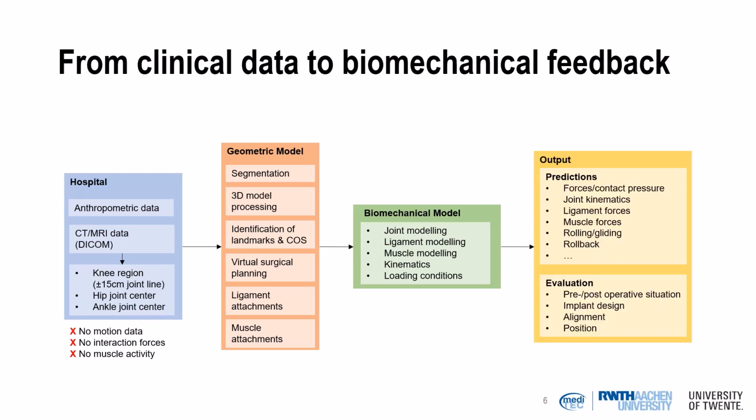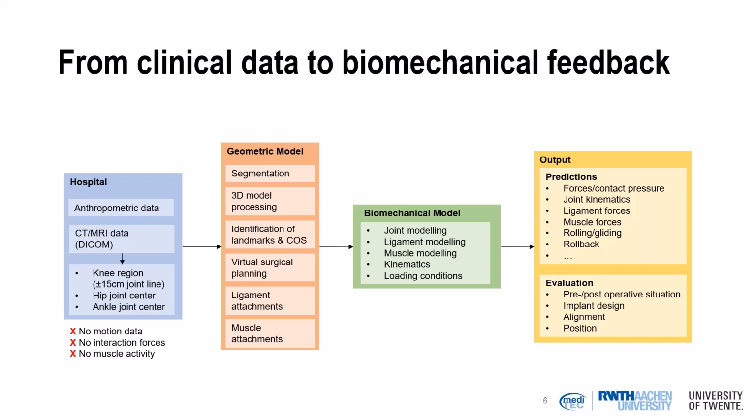And this biomechanical model can then deliver an output, and we can predict actual contact forces, the contact pressure, joint kinematics, forces acting on the ligaments and muscles. We can determine kinematics, and from this kinematics, make more reasonable calculations, for example, determine the rolling gliding, or also the rollback, such as the anterior paradox motion, something we would like to avoid in knee implants.